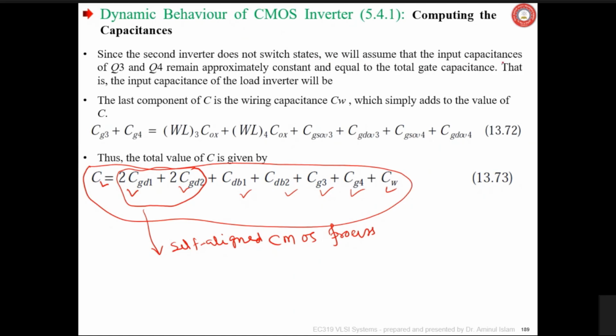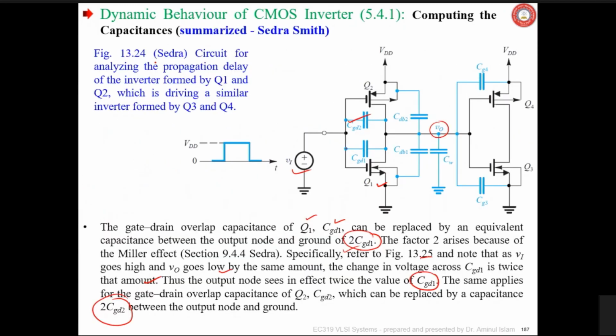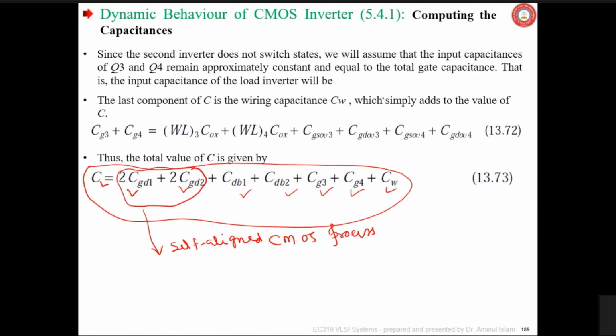We will assume that the input capacitances of Q3 and Q4 remain approximately constant and equal to the total gate capacitance. That is, the input capacitance of the load inverter will be this expression.